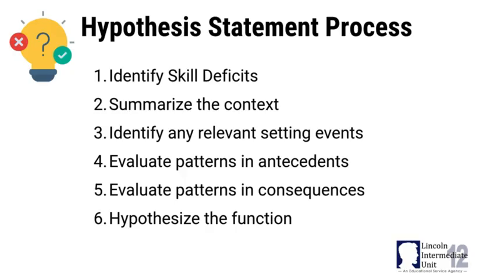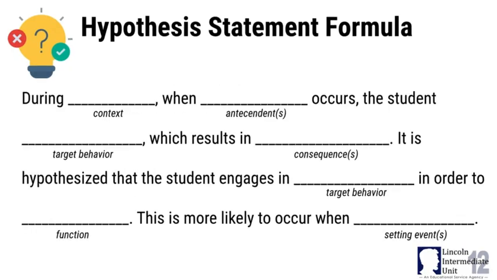It's anything that happens after the behavior. And then the last step will be to hypothesize the function, where we will take all of this information and make our best guess on what would be maintaining the target behavior or making it continue to happen. So we're going to practice this as a guided conversation. So first I will show you the formula, which is this.